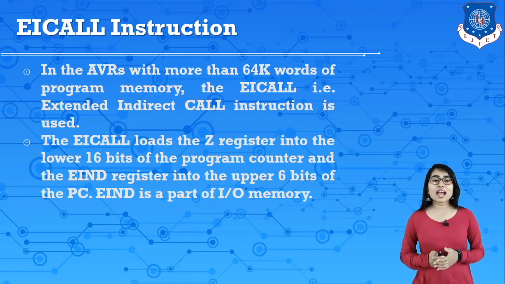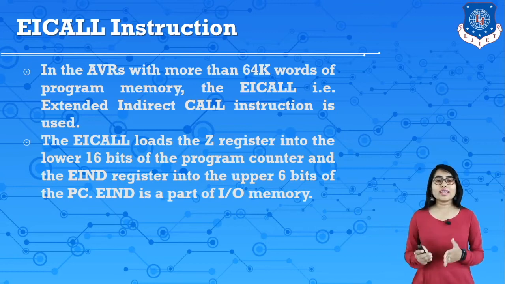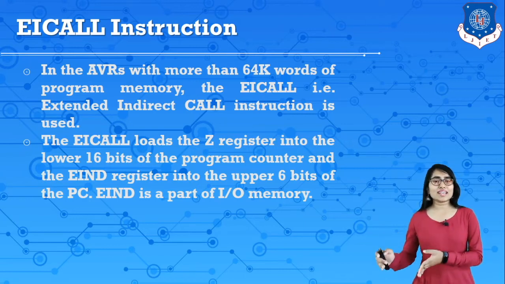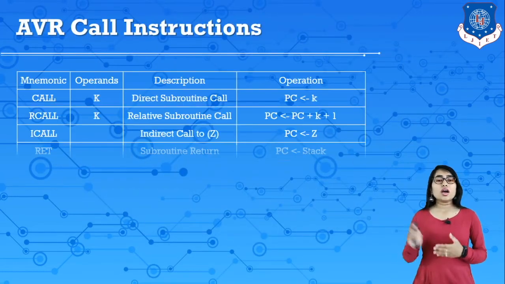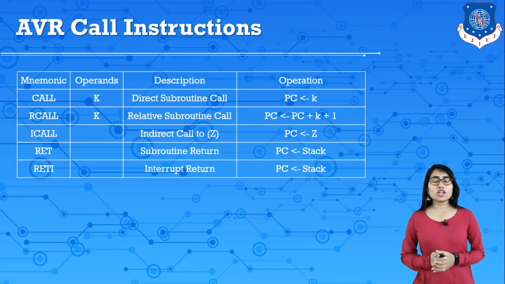This EIND is a part of input output memory. So of the content of the program counter, the lower 16 bits are stored from the Z register, and the higher 6 bits are copied from the EIND register, which is a part of input output memory. So this is the EICALL instruction. Now here we have a table of all AVR call instructions.